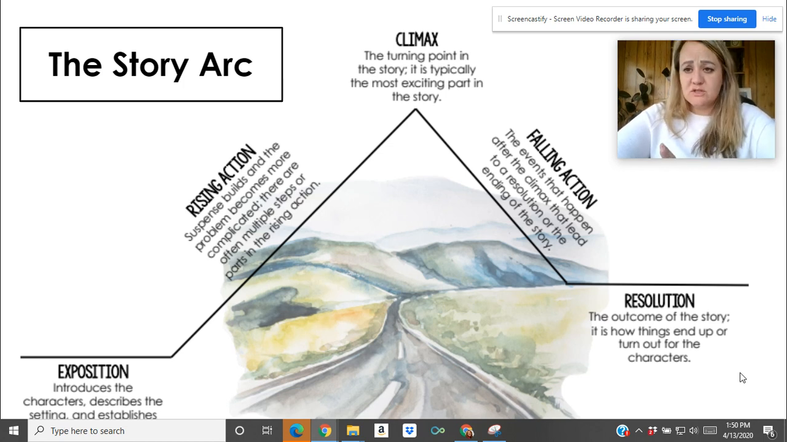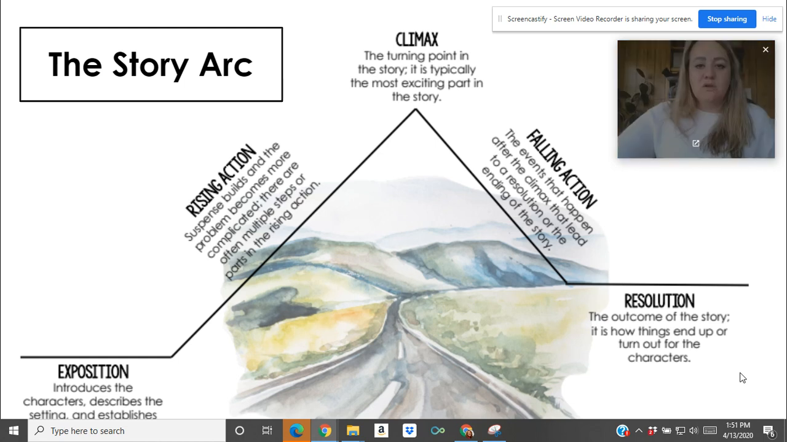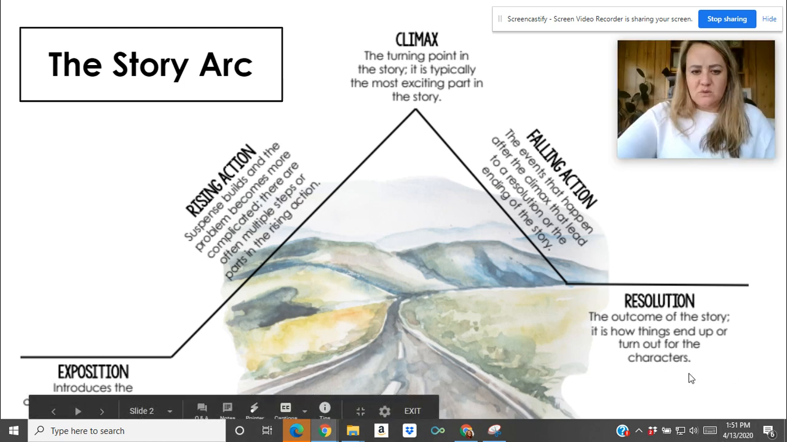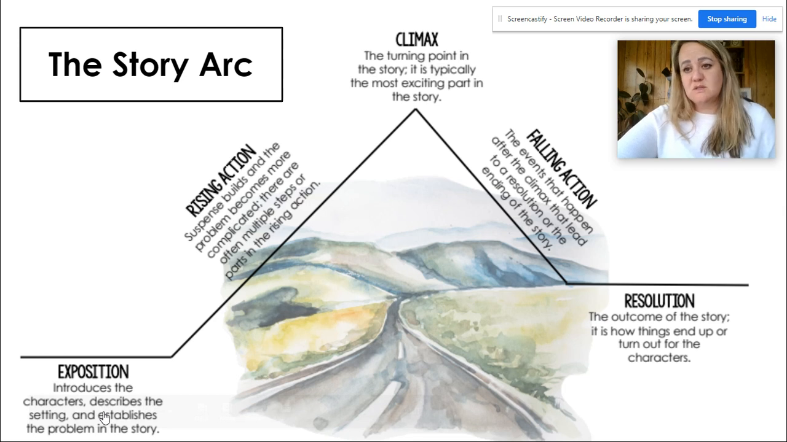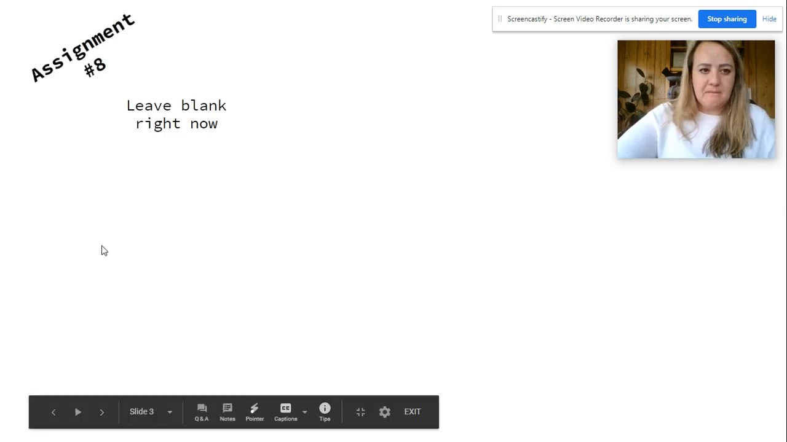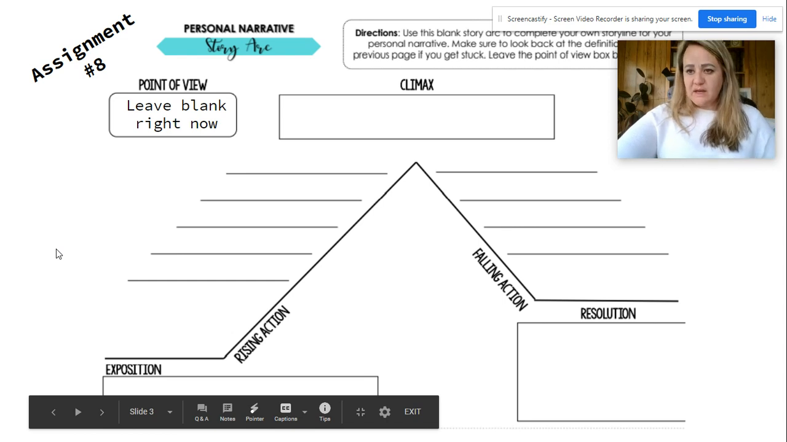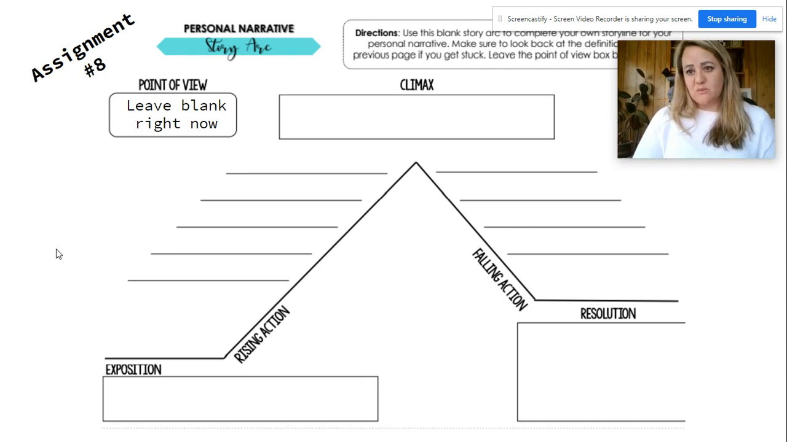So what you guys are going to do is take that personal narrative, whatever it was you chose for assignment number 7, right? We created the brainstorm page, and you had to choose which one you wanted to continue with. So what you're going to do is put yours to a story arc, very much like ours, except yours is blank. This is what will be uploaded for you into Google Classroom, and you can print this off if you have access to a printer. If you don't, just put it on a piece of paper.